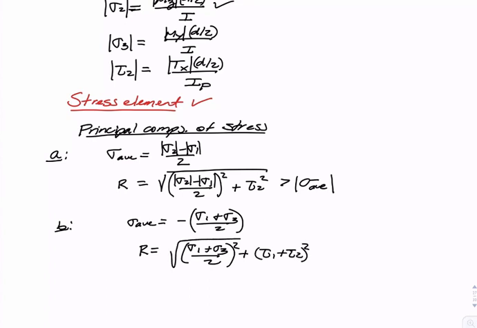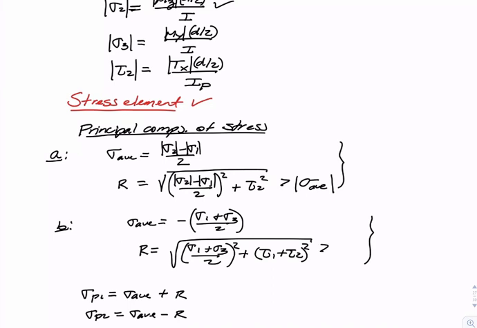That looks like that. And so for either case, we're going to have that sigma P1 is sigma average plus R, and sigma P2 is sigma average minus R, depending upon whether we're looking at A or we're looking at B. And please note that this number here is also larger in magnitude than is sigma average.